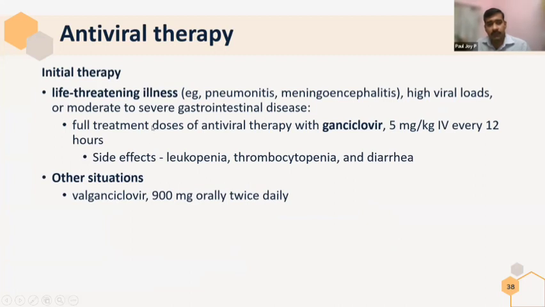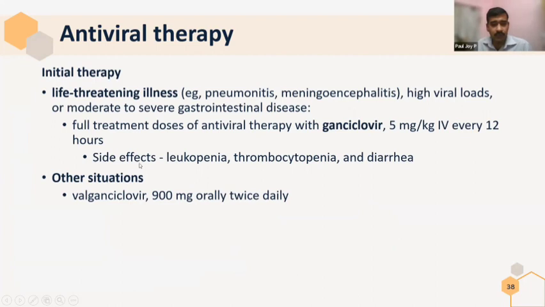So in the presence of life-threatening illness like pneumonitis, meningoencephalitis, or in the presence of very high viral loads or moderate to severe gastrointestinal disease, it is preferable to use parenteral ganciclovir, 5 mg per kg IV every 12 hours. Side effects of which are severe leukopenia, thrombocytopenia, diarrhea, and sometimes it can have issues with fertility also.